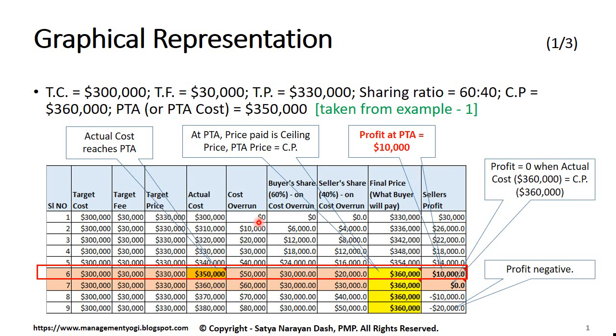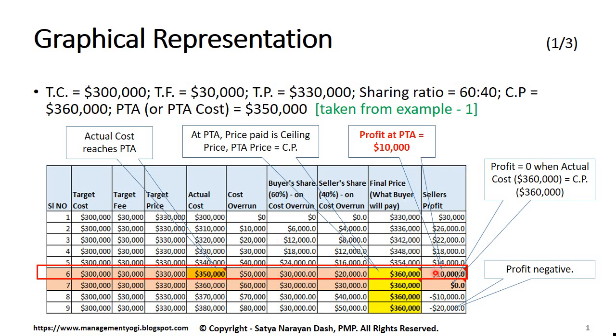Let us see at the PTA point. So at PTA there is a cost overrun of $50,000. Actual cost is $350,000. At PTA the final price is $360,000. That is where the ceiling price has been met. Buyer share and seller share are respectively $30,000 and $20,000, and the seller profit margin is $10,000.